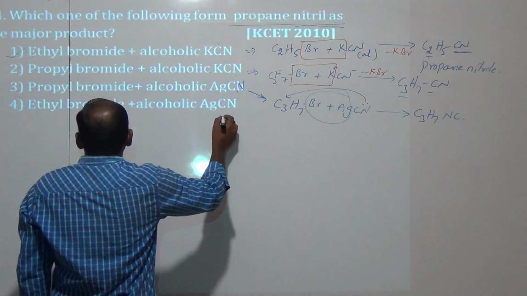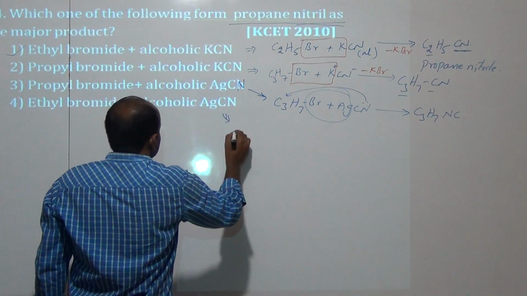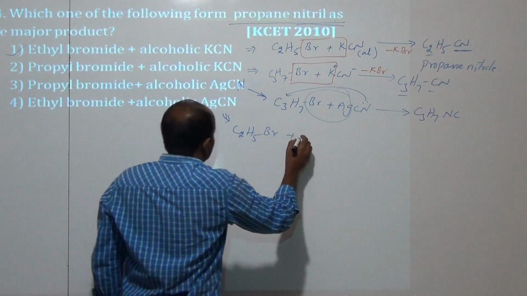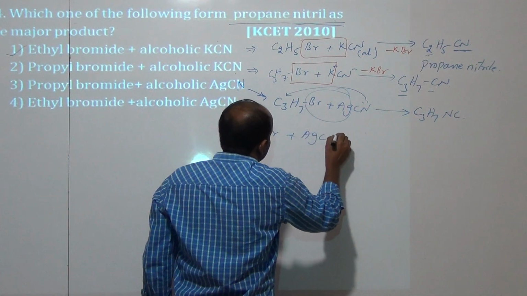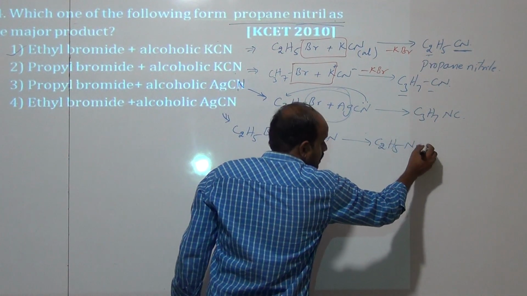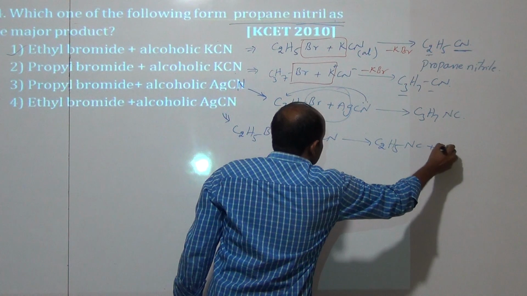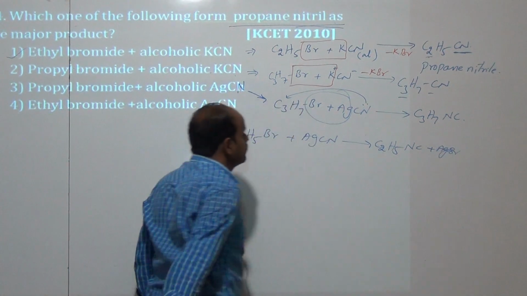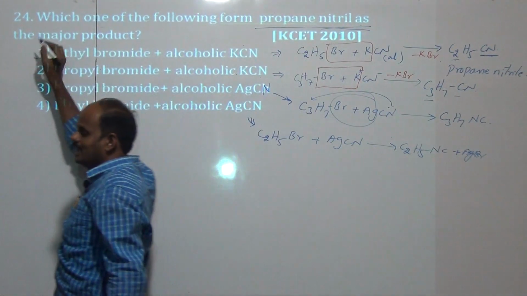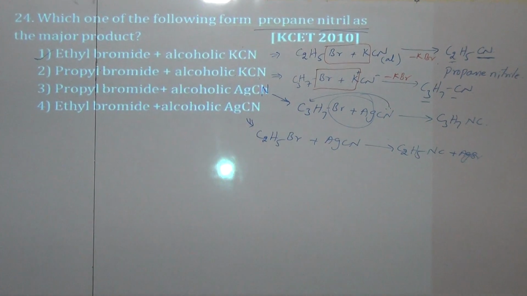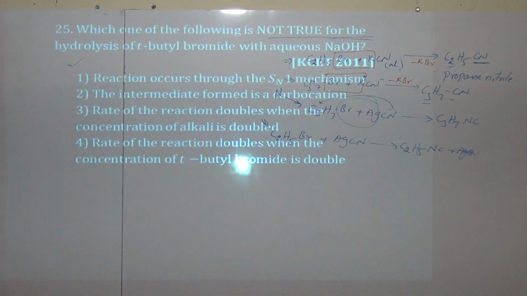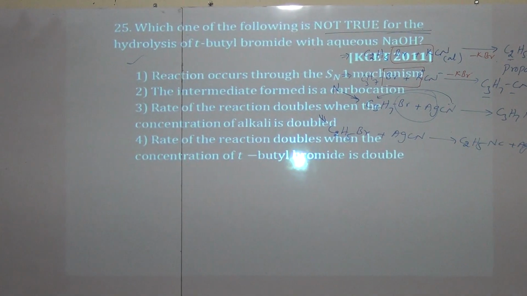Okay. So this is C2H5Br plus alcoholic AgCN. With AgCN, we get isocyanides. This is not a cyanide group, formed by the elimination of AgBr. Thus, in the first option only we got propane nitrile. Hence the first option is the correct answer. Next question.